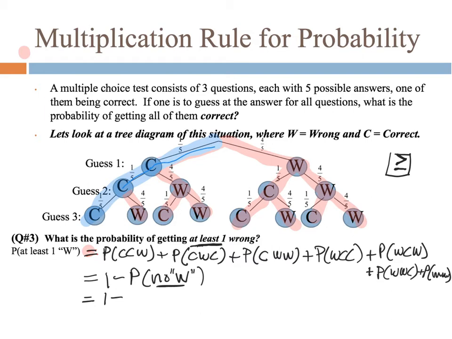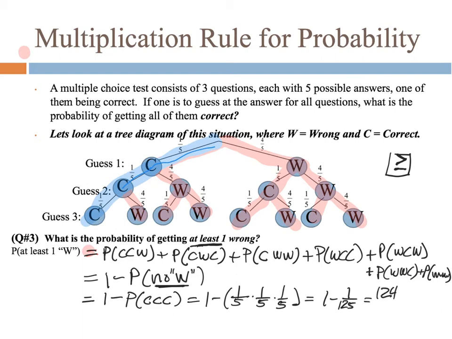So when I say no W, we think, okay, what does that mean? Well, that means, of course, that none of them are wrong, that they're all correct. Correct is my path. And that, of course, is 1/5 multiplied by itself 3 times. So that's 1 minus 1 over 125, which is 124 out of 125. And 124 divided by 125 is 99.2% or 0.992. There is a high probability that I'm going to get at least 1 wrong when I guess on 3 answers.